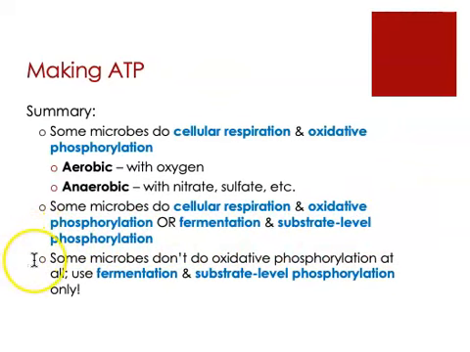There are still other microbes who don't do cellular respiration and oxidative phosphorylation at all. There are some microbes who use fermentation as their preferred metabolic pathway. So they're doing fermentation and substrate level phosphorylation only. And they have evolved to be able to do that. They have evolved to be able to survive quite well, making their ATP in this very inefficient manner.